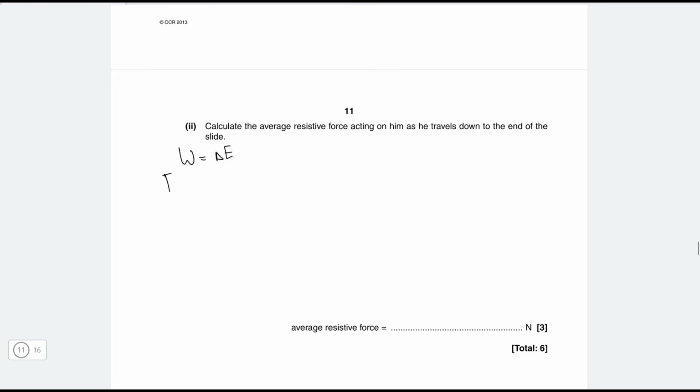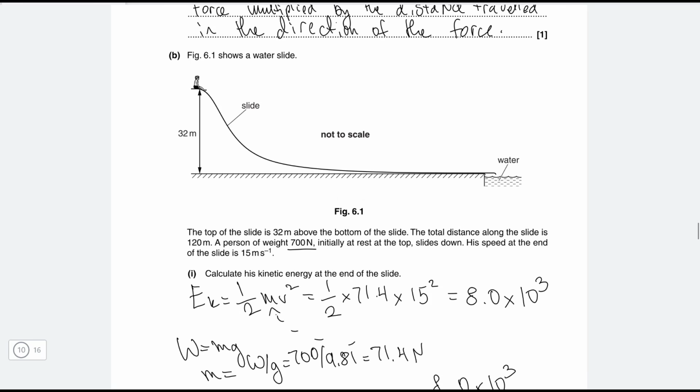Now our work done is just force times distance, and the resistive force here is always acting opposite to the direction of travel. So if you're going here, they're always going to be parallel. If your speed is this way, your resistive force will be acting in exactly the opposite way. So we don't have to worry about the cosine of the angle. Okay, well, over here we only have potential energy, and over here we only have kinetic energy.